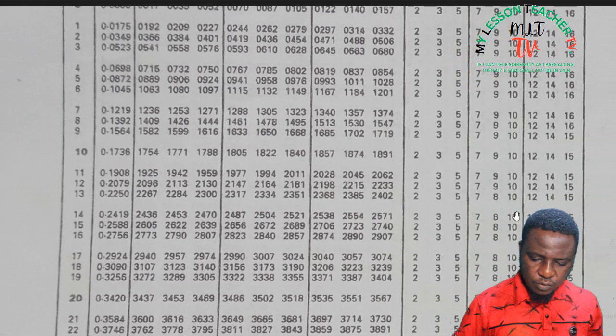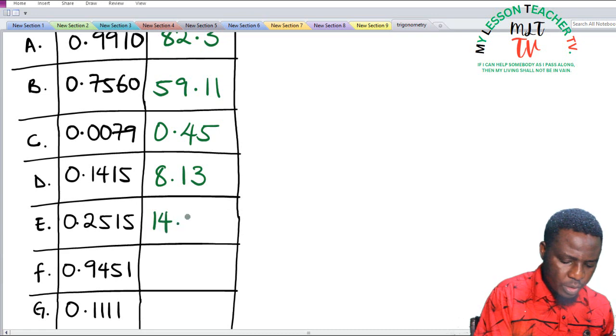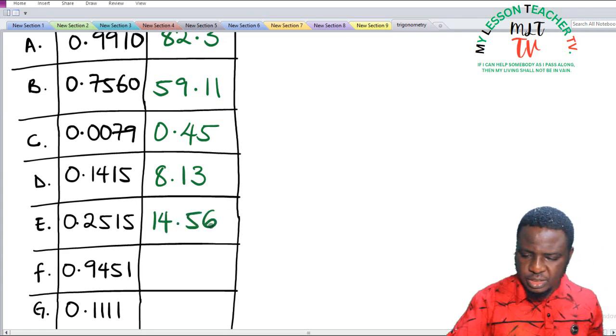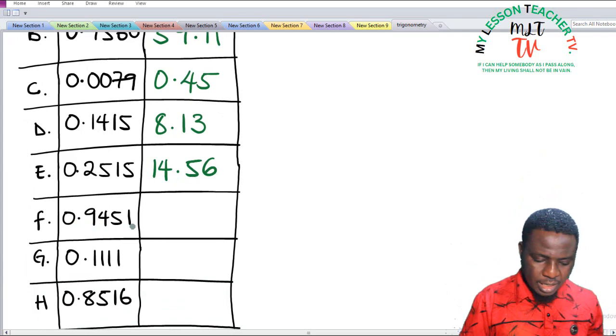There's no difference of 11, so we pick the smallest or closest, which is 10, so that it gives us 2514, and that is said to be under difference 6. So our answer is going to be 14 under 5 difference 6. 14.56 degrees.